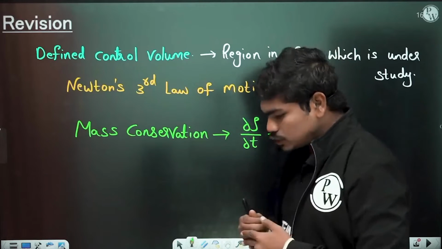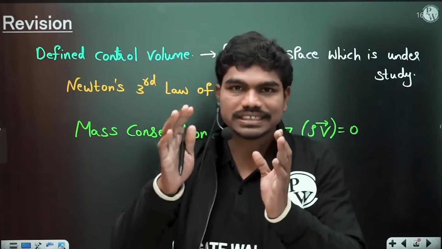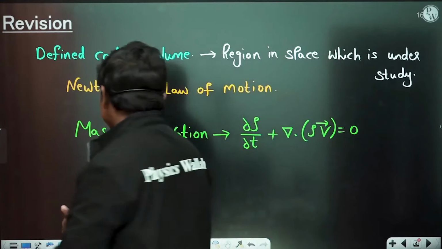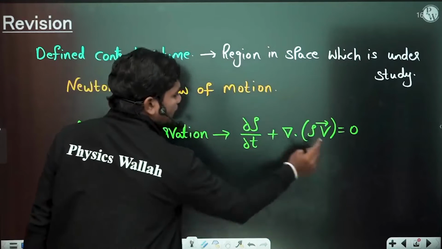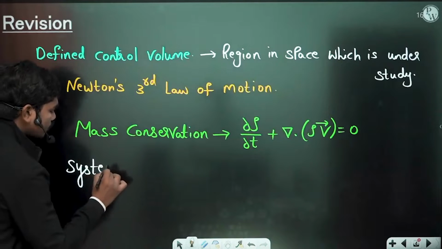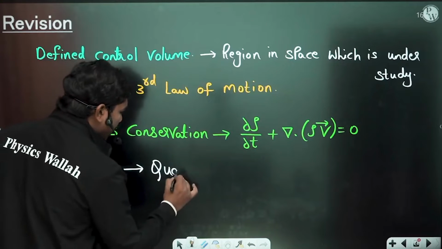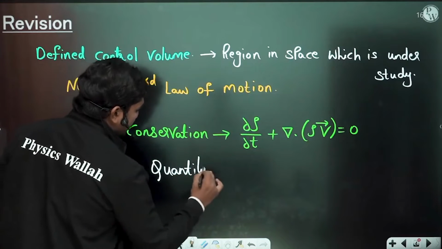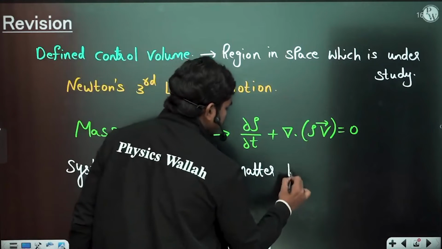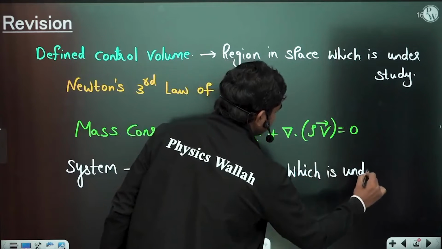Now let me define two important things actually. Control volume I have already defined: control volume is the region in space which is under study. Now if you talk about system, you will come to know about these things in thermodynamics, but I'm just giving you some introduction. System is generally referred to as the closed system. So this is the quantity of matter which is under study.